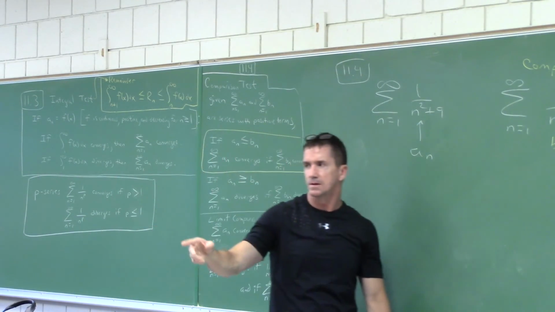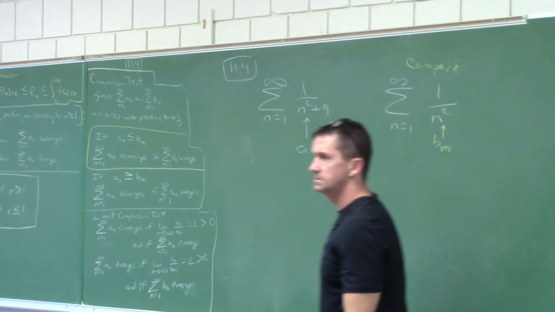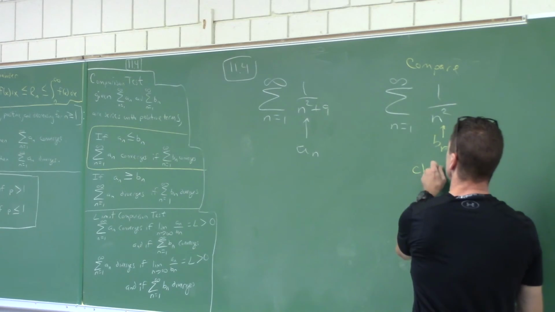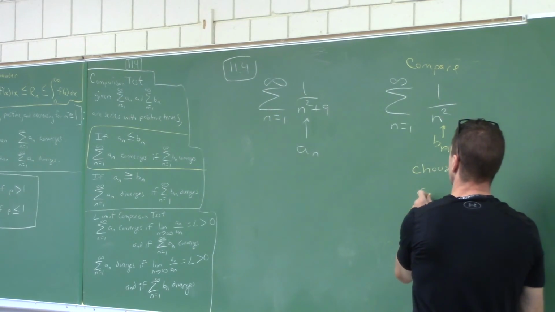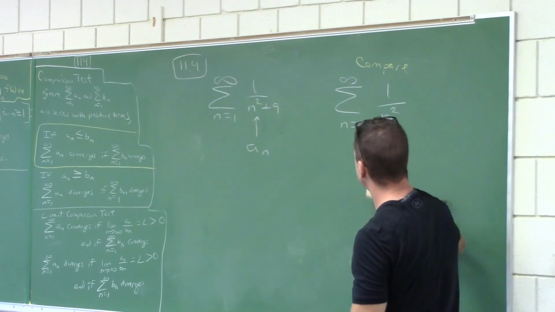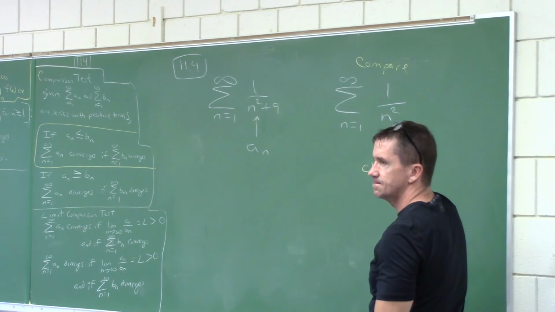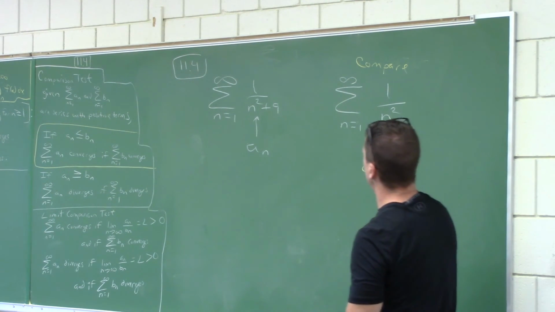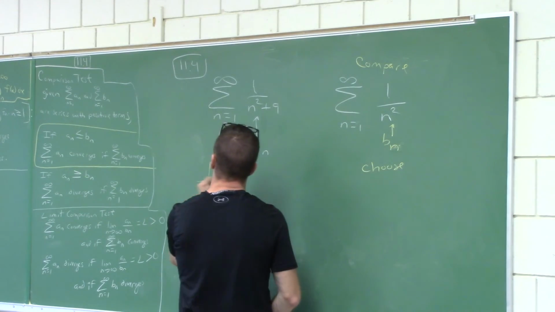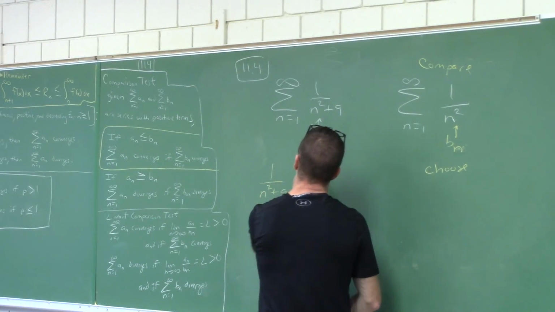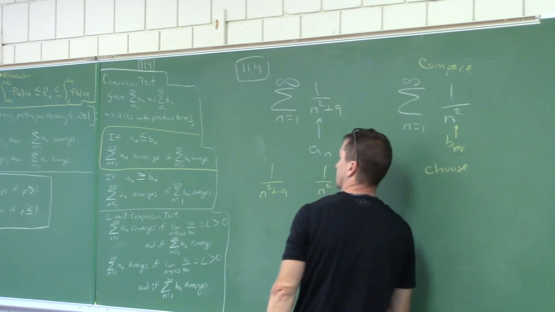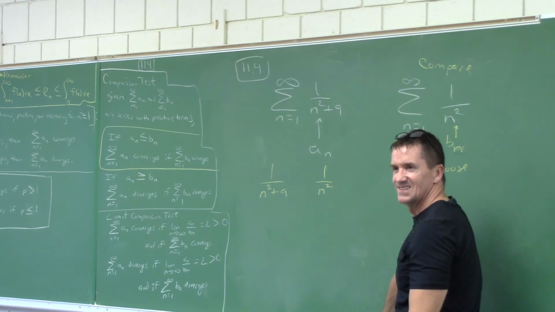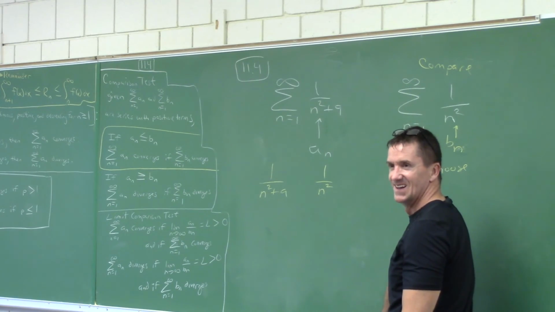So do we just get to choose what B sub n is? That's right, you get to choose this. You choose something simple, something that's really easy, something that you can compare to it. So what do you know about 1 over n squared plus 9 and 1 over n squared? Which one's smaller? Sometimes it's hard to tell.